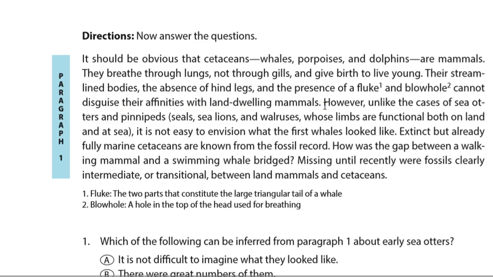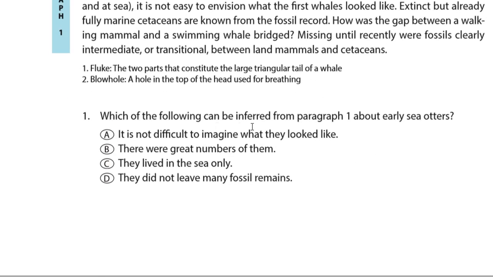However, unlike the cases of sea otters and pinnipeds, seals, sea lions, and walruses, whose limbs are functional both on land and at sea, it is not easy to envision what the first whales looked like. Extinct but already fully marine cetaceans are known from the fossil record. Okay? Which of the following can be inferred from paragraph 1 about early sea otters?